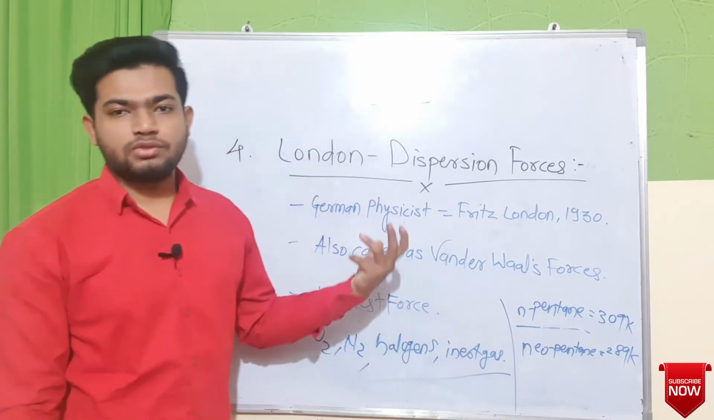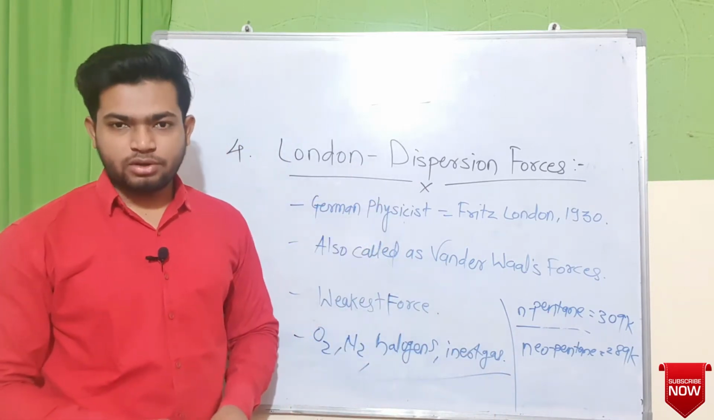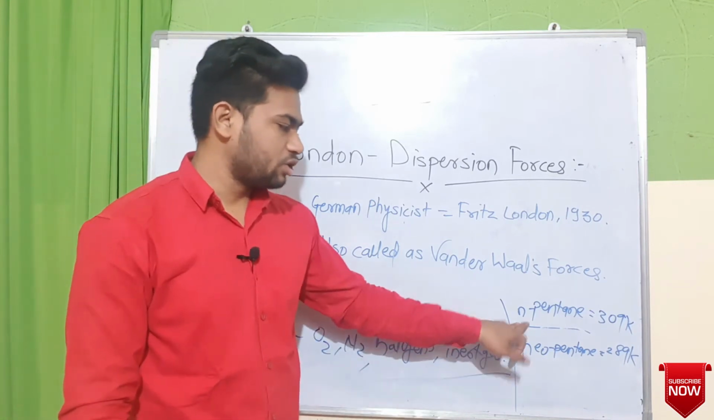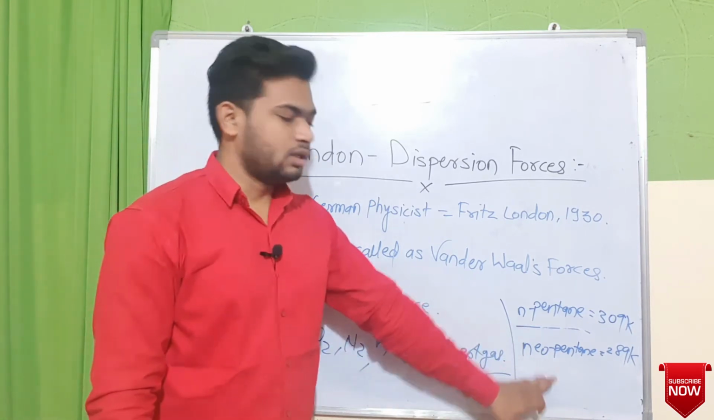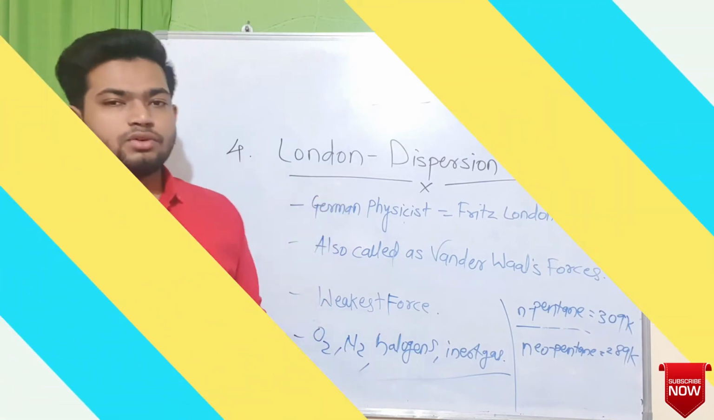So these van der Waals forces or London forces have an effect on the physical properties of a molecule, as they are stronger in long chain molecules and weaker in branched chain molecules. So this was all about the London dispersion forces.